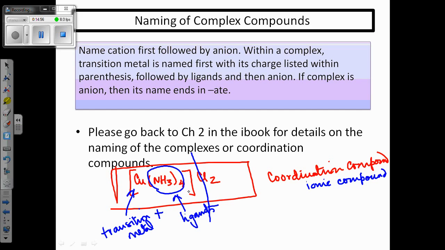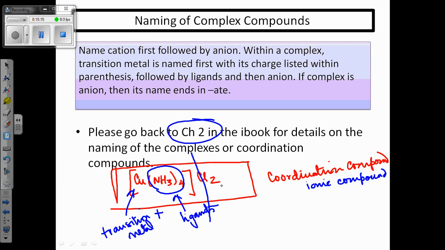So naming of complexes is not very different from ionic compounds, but you have to make room for including the ligands in these compounds. For details on the naming of ligands and the different transition metal cations, you can go back to chapter 2 in this iBook. Otherwise, this is just a very short, concise summary of naming complexes. I don't want to take too much space here.